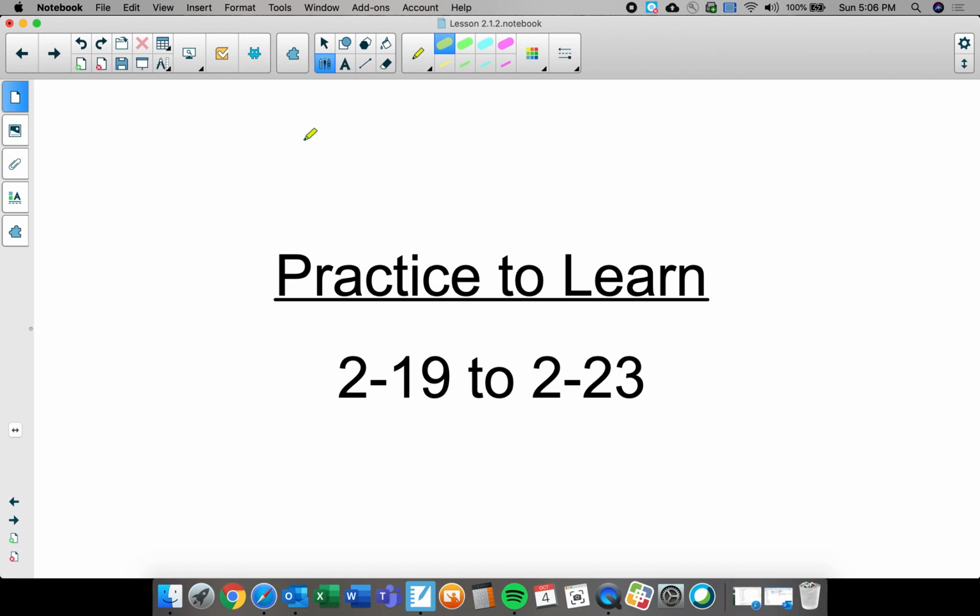Practice to learn for this section, again, is we have not skipped too much yet, so it's all of the problems 219 to 223. Hopefully that made sense to you, and good luck.